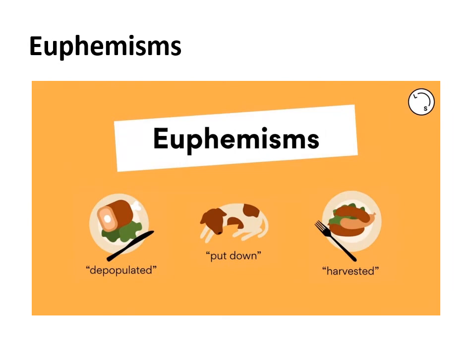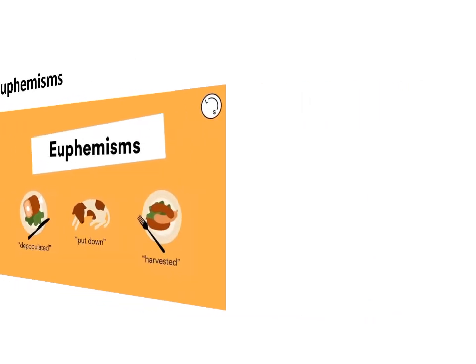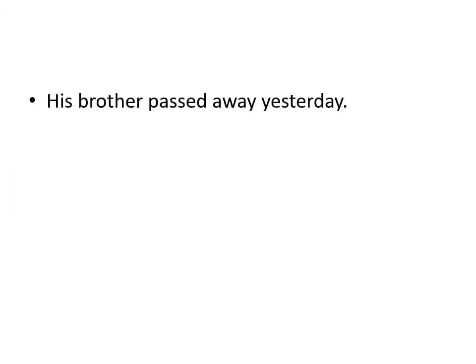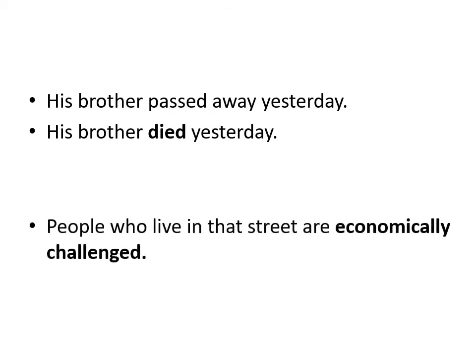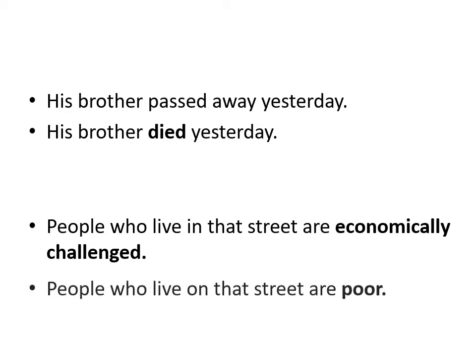Okay, now we also have euphemism. We have to avoid euphemism. Why? Because euphemisms are words or terms that actually veil the true meaning or true message of something. And again, our goal in academic writing is to make the message clear. That's why we do not use euphemism in academic writing. His brother passed away yesterday. The euphemism here is passed away, which means his brother died yesterday. People who live in that street are economically challenged. Economically challenged simply means poor.